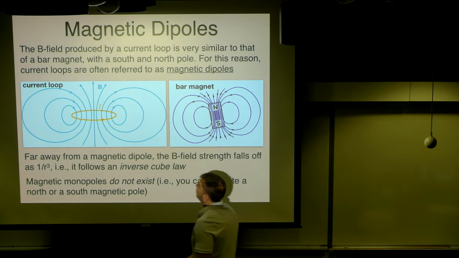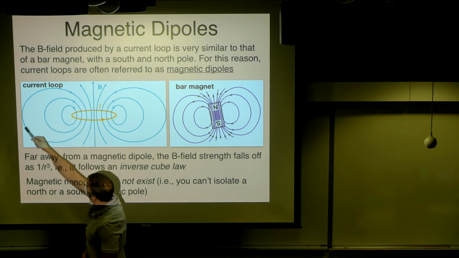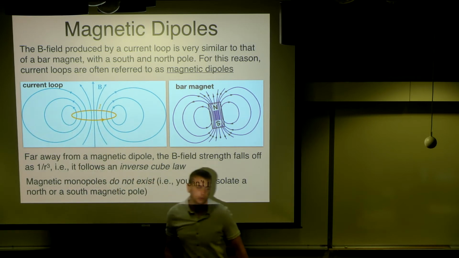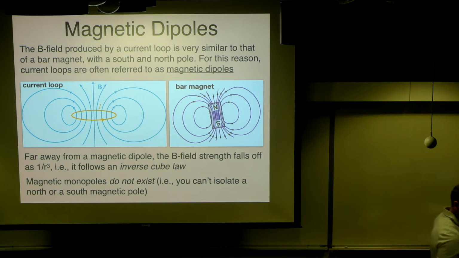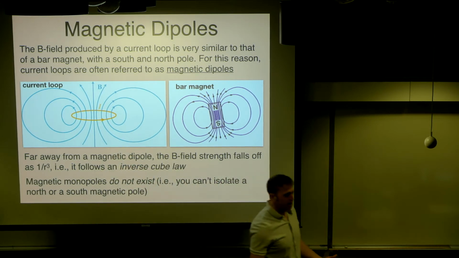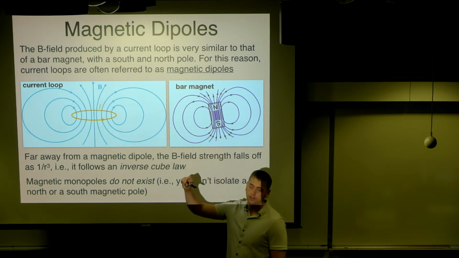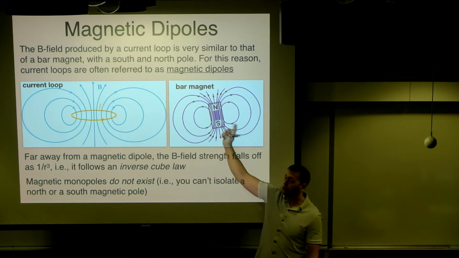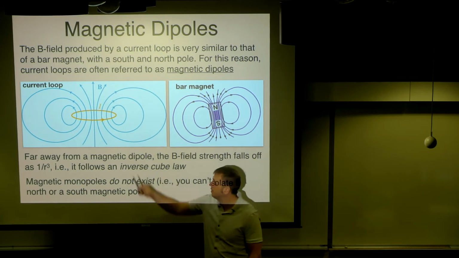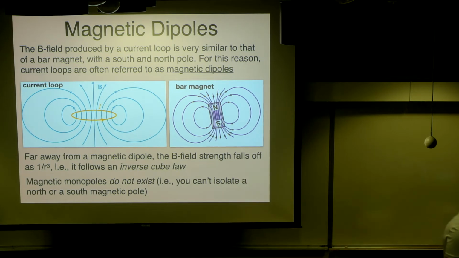So in a similar way, with our current loop, the B field lines are coming out of that loop, coming around and then back through the bottom of the current loop. So that's the similarity. And in fact, they're so similar that we call this current loop a magnetic dipole. Why is that? Because it produces a magnetic field much like a bar magnet, which is a dipole. In other words, it has 2 poles, north and south, okay? So that's a current loop. It produces a magnetic dipole field.